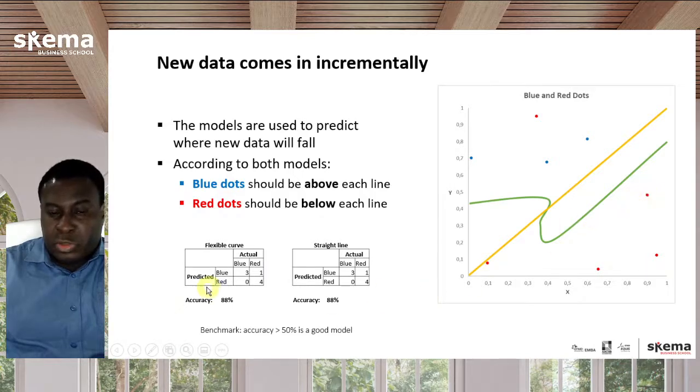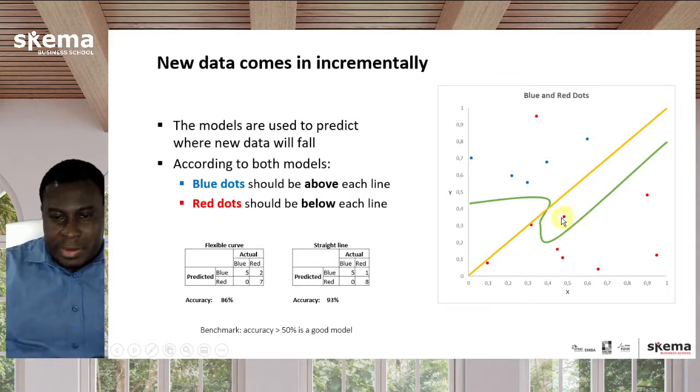You can see that both of them are doing fairly well so far. Then here's a blue prediction, correctly predicted by both. Another red that just barely makes it under the straight line, very comfortably under the flexible curve, but counts as a red for both. Then a blue that's correctly predicted by both above the line. Then another red correctly predicted by both below the line. Another red correctly predicted by both.